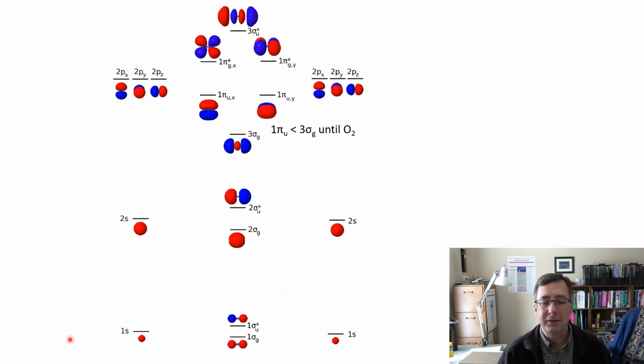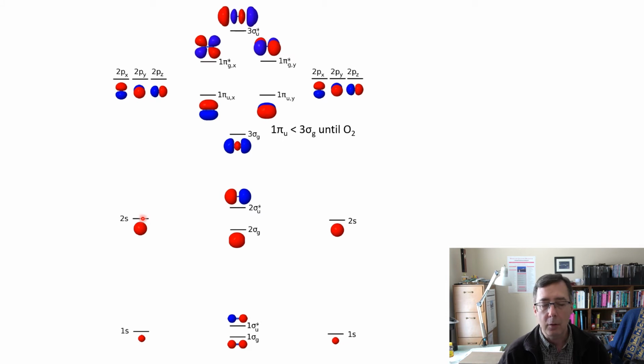Okay, now let me do something cool with all these orbital combos we've been looking at. What I'm showing you now is a molecular orbital diagram for a homonuclear diatomic molecule. On the left are the atomic orbitals for atom A, and on the right are the atomic orbitals for atom B.